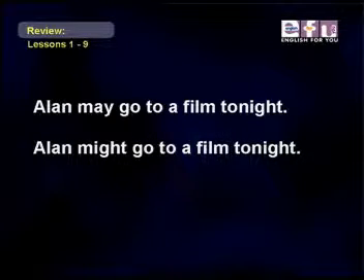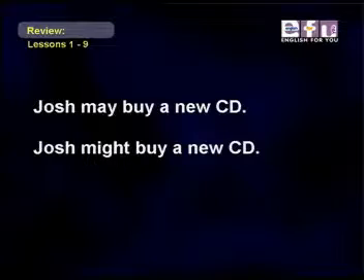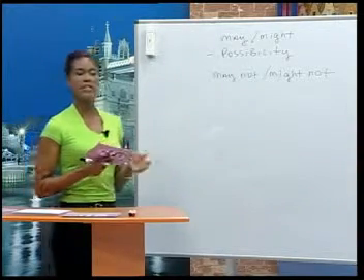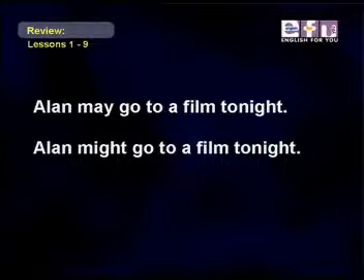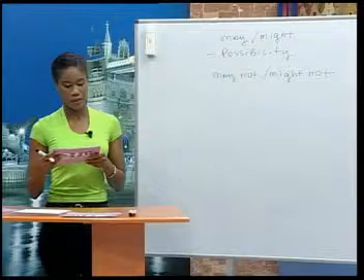Alan may go to a film tonight. Alan might go to a film tonight. Same. Next, Josh may buy a new CD. Josh might buy a new CD. In the first sentences, there is a possibility that Alan will go to a film, right? In the second sentences, there is a possibility that Josh will buy a new CD.